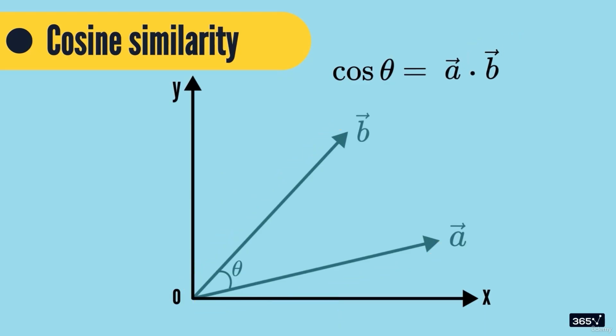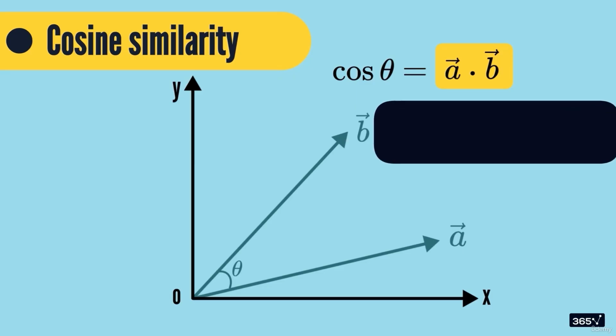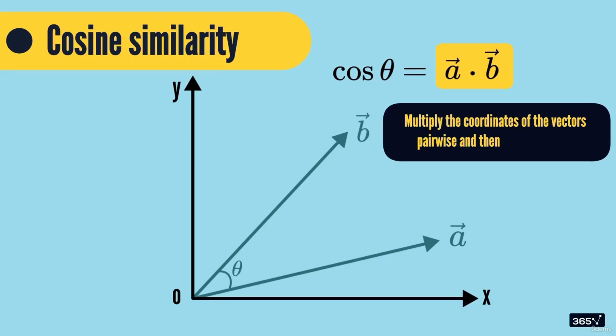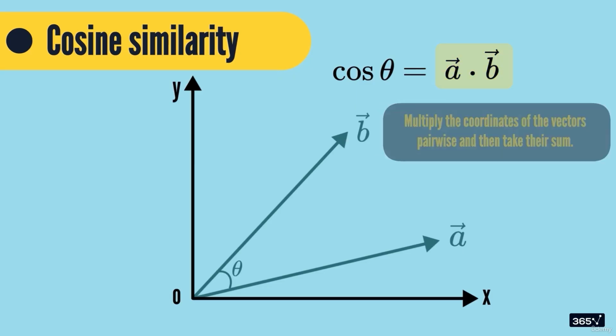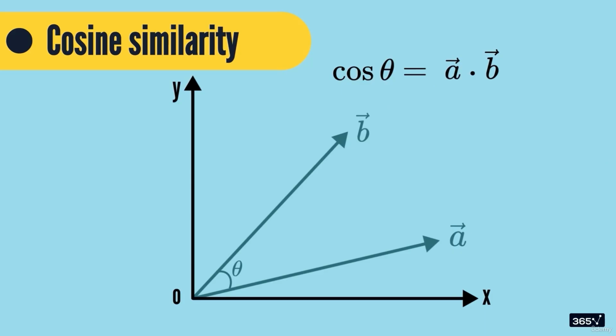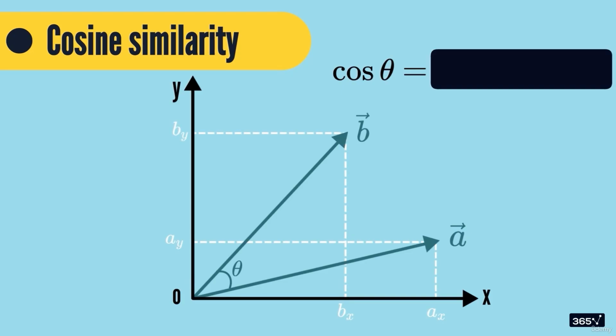This means that the denominator on the right-hand side becomes 1 for our equation, so we can remove it to avoid clutter. Now recall that you can also find the dot product algebraically, namely by multiplying the coordinates of the vectors pairwise and then taking their sum. That is, if A and B are two-dimensional vectors with coordinates AX, AY, and BX, BY, then their dot product will be calculated as follows: AX times BX plus AY times BY. Okay. The last thing we must recall is how the cosine function itself behaves.